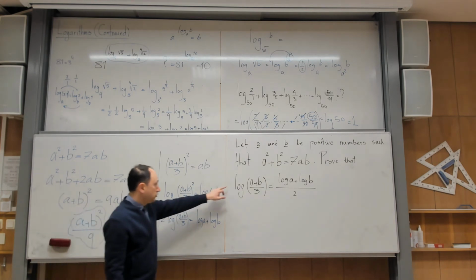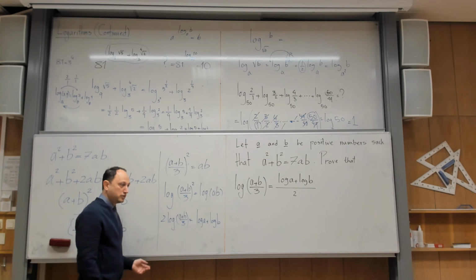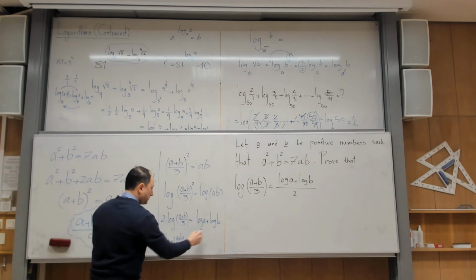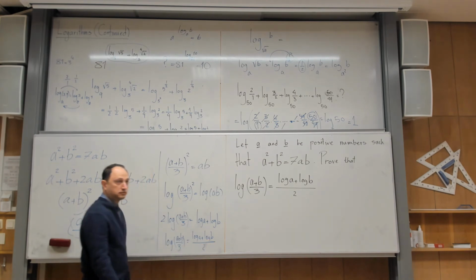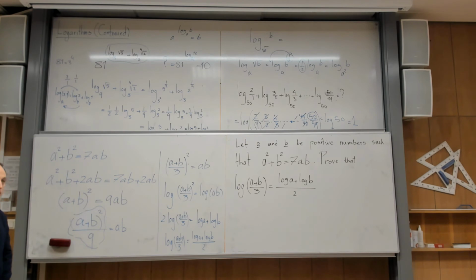But you see there is no 2 here. So I have to get rid of 2 by dividing by 2. So this becomes logarithm of A plus B over 3. And then I have to divide this one by 2 as well. Yes? Is that understandable? So if you look at the problems logically, it's not that hard.